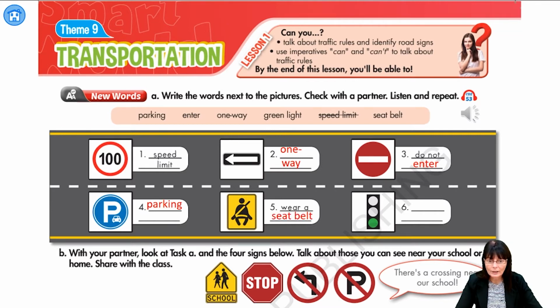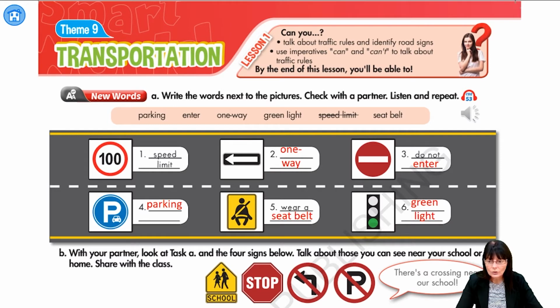Number 4, parking. That means it's an area for parking. And number 5, wear a seat belt. And number 6, green light. When you see the green light, that just means you can go. You can work with your partner or a friend now, and just look at the 4 signs below and talk about those.